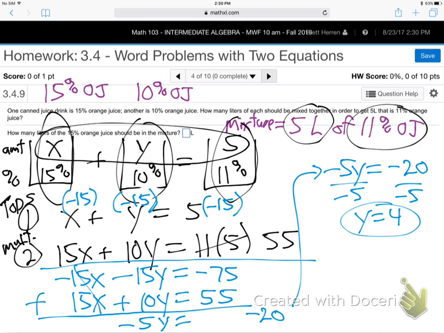So y is 4. How do we get the other one? You can plug in or just subtract from 5. It's got to be 1. But if you want to be more formal about it, you can just plug in. You're always allowed to just plug in. I just give you some shortcuts sometimes. So you can just plug in. Y is 4. Plug in where?